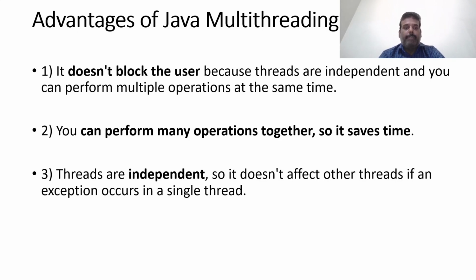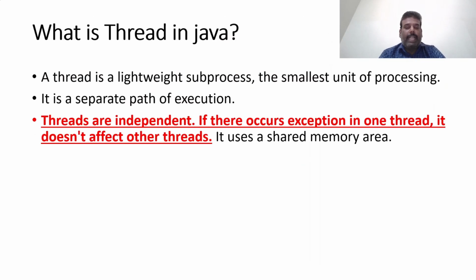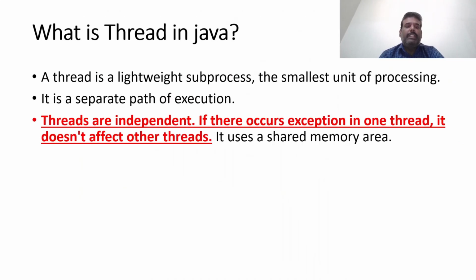It also saves time. Threads are independent, so if an exception occurs in a single thread, it does not affect other threads. Multitasking is a process of executing multiple tasks simultaneously. You use multitasking to utilize the CPU. So we are going to concentrate on multi-threading and not multitasking. So what is a thread?